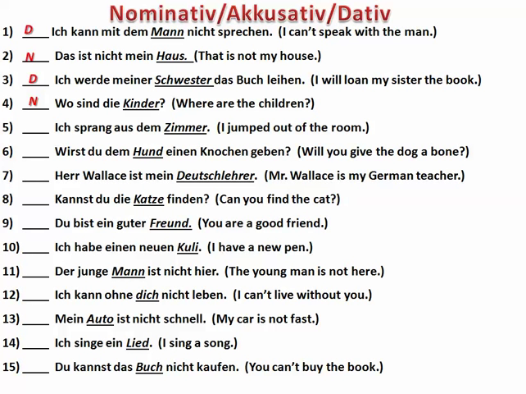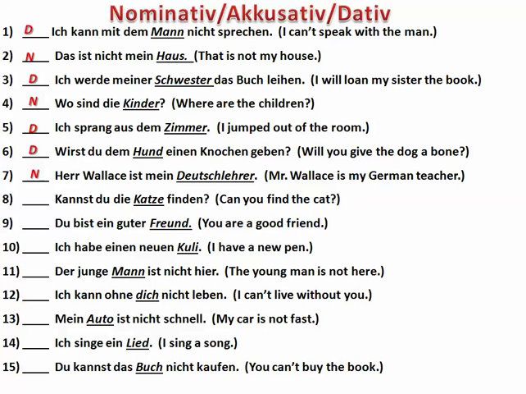Ich sprang aus dem Zimmer. This is dative because it's the object of a dative preposition, aus. Wirst du dem Hund einen Knochen geben? Will you give the dog a bone? You're giving the bone to the dog. That's an indirect object role, so it's dative. Herr Wallis ist mein Deutschlehrer, so that's nominative. Comes after a conjugation of the verb sein.